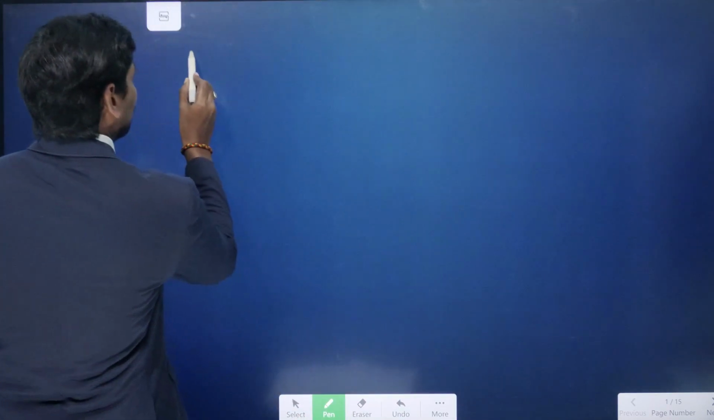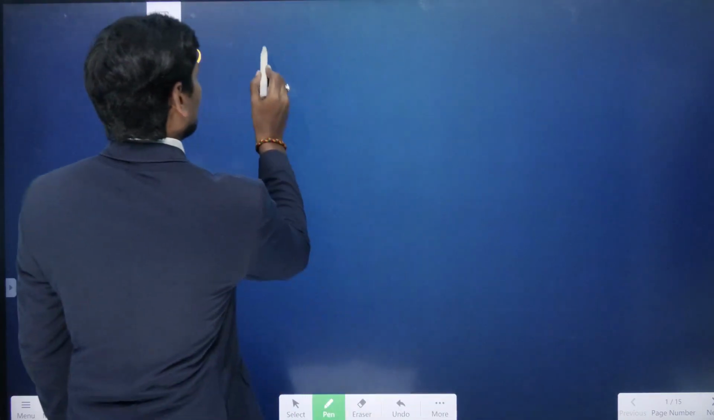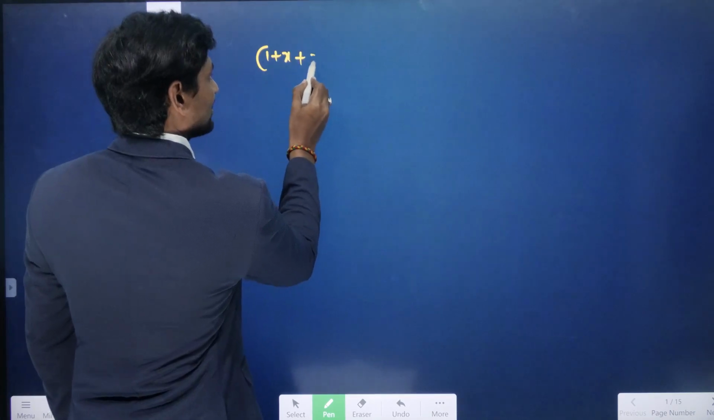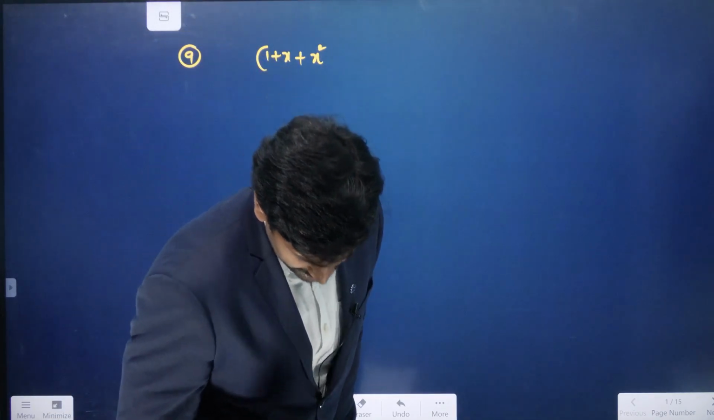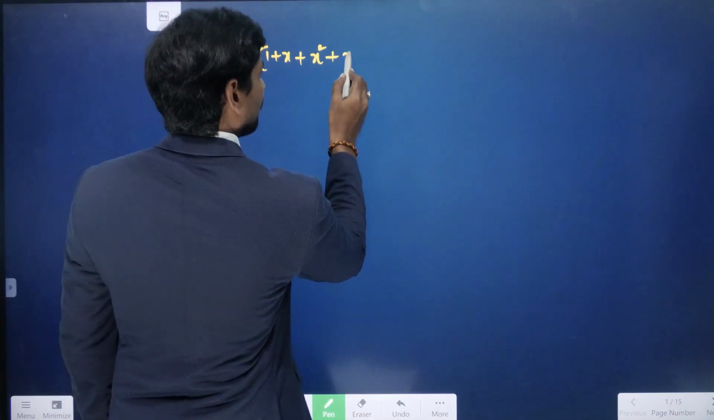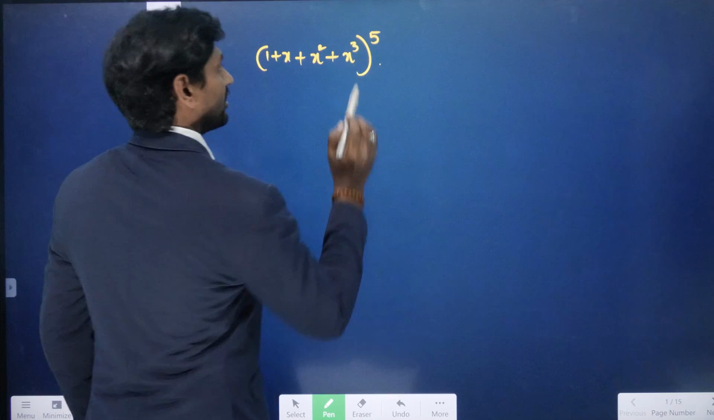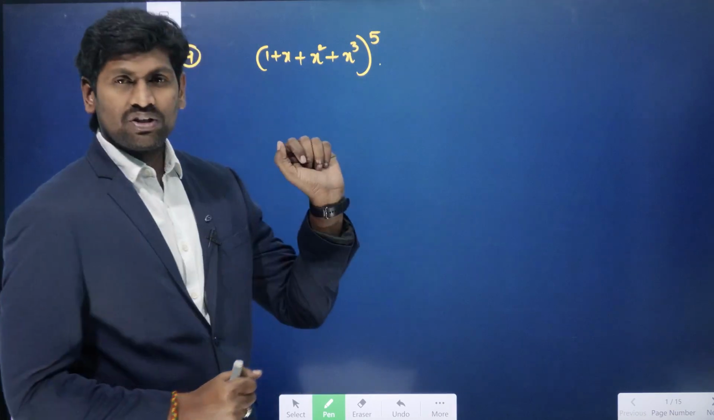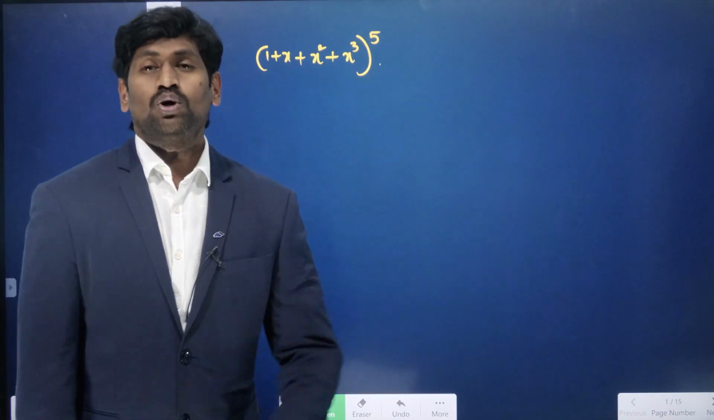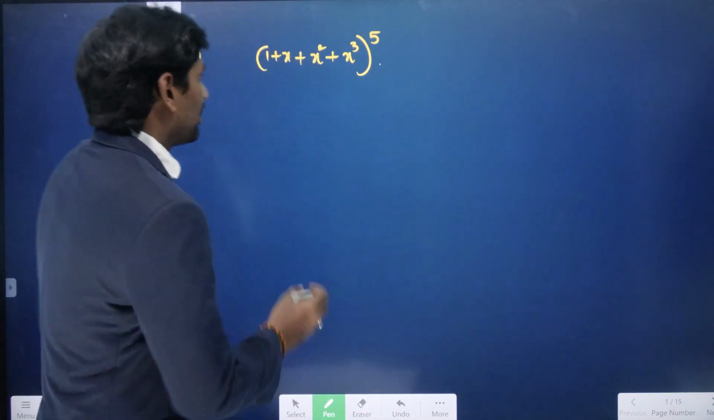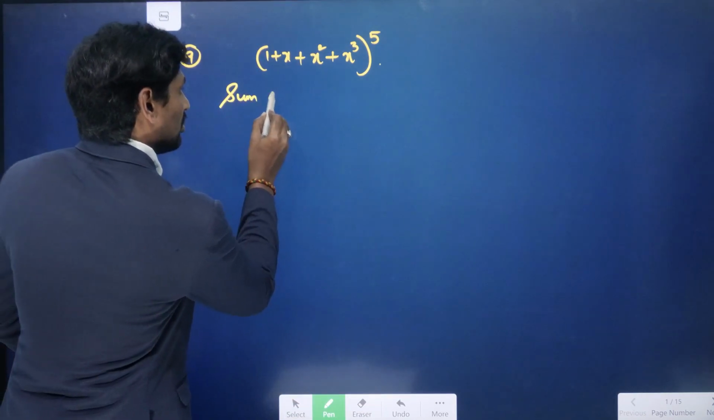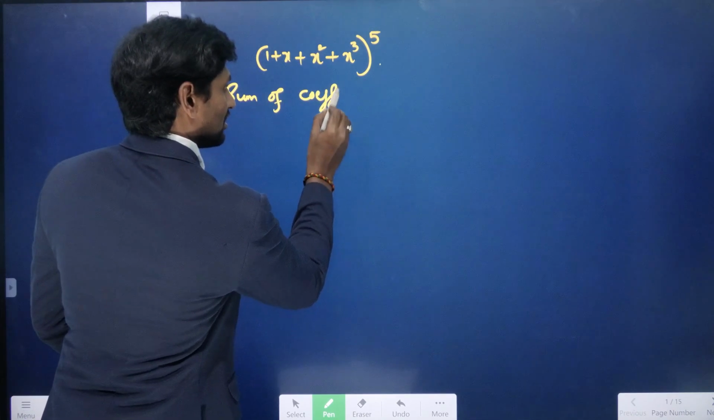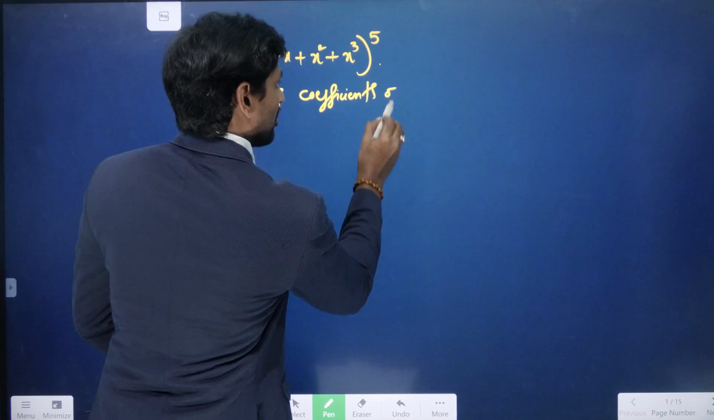That is the sum of the coefficients of odd powers in the expansion of (1 + x + x^2 + x^3) to the power of 5. This is the polynomial which has degree 5. So we need to find the sum of the coefficients of odd powers. Now you should remember here sum of coefficients of odd powers.